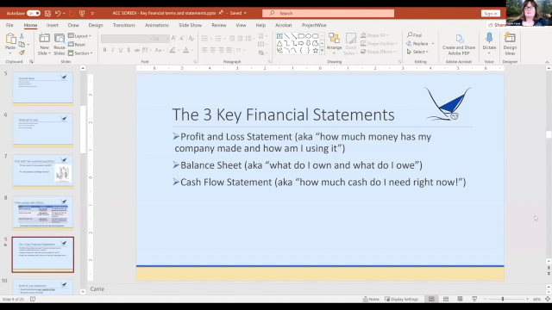The cash flow statement, the third and equally important statement, tells us how much cash do I need right now. And that's the one that a lot of small business owners are more focused on, because we know that our bills are coming due immediately, and we want to make sure we can cover our obligations, our short-term obligations.